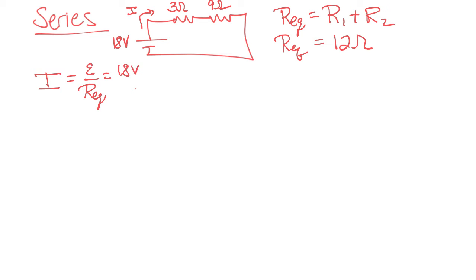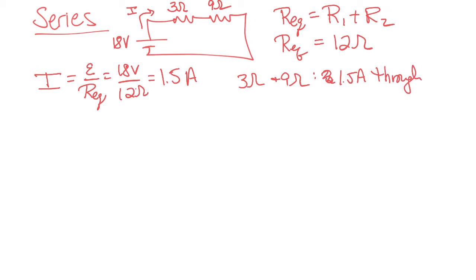It's 18 volts divided by 12 ohms, which is 1.5 amps. Okay, so that is what's pumping through both, right? The 3 ohm and the 9 ohm have 1.5 amps through them. So, question is, what's the voltage drop across them?